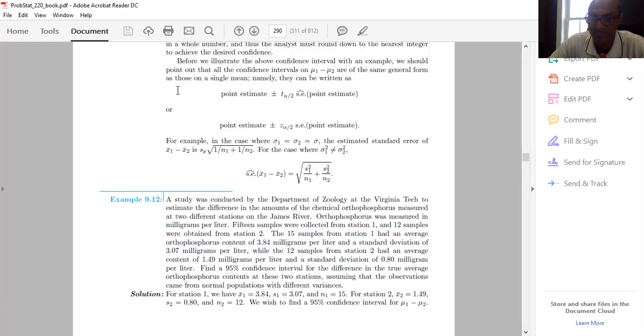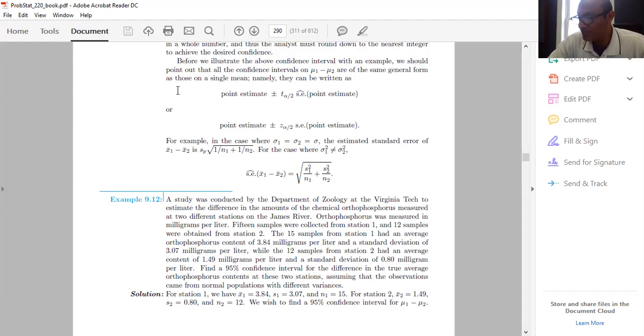The 15 samples from station 1 had an average orthophosphorus content of 3.84 milligrams per liter and standard deviation 3.07 milligrams. That is, s1 is given to you. While 12 samples from station 2 had an average content of 1.49, that is your x2 bar, right? In milligrams per liter, and the standard deviation is 0.80, that is equal to s2, milligrams per liter. Find a 95% confidence interval, right, for the difference in the true average orthophosphorus contents at these 2 stations, assuming that the observations came from normal populations with different variances. Okay, guys, sounds good.